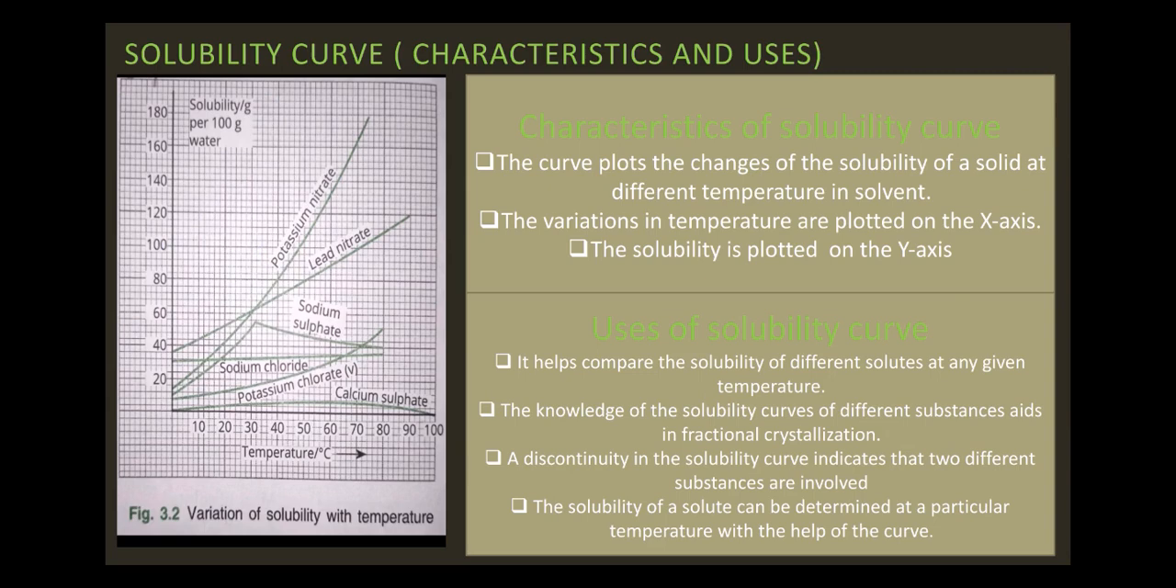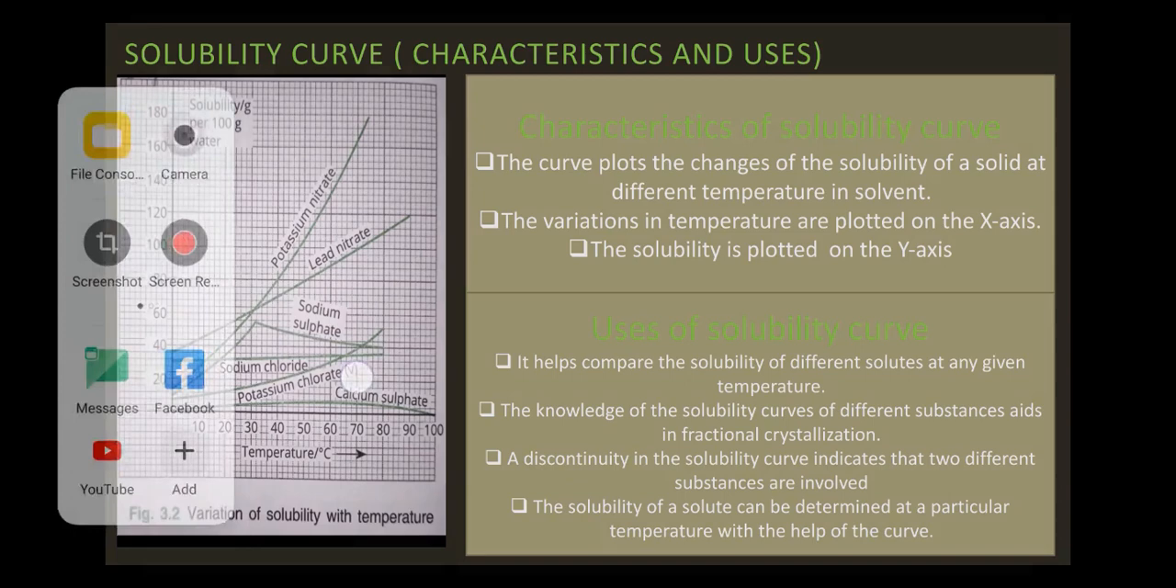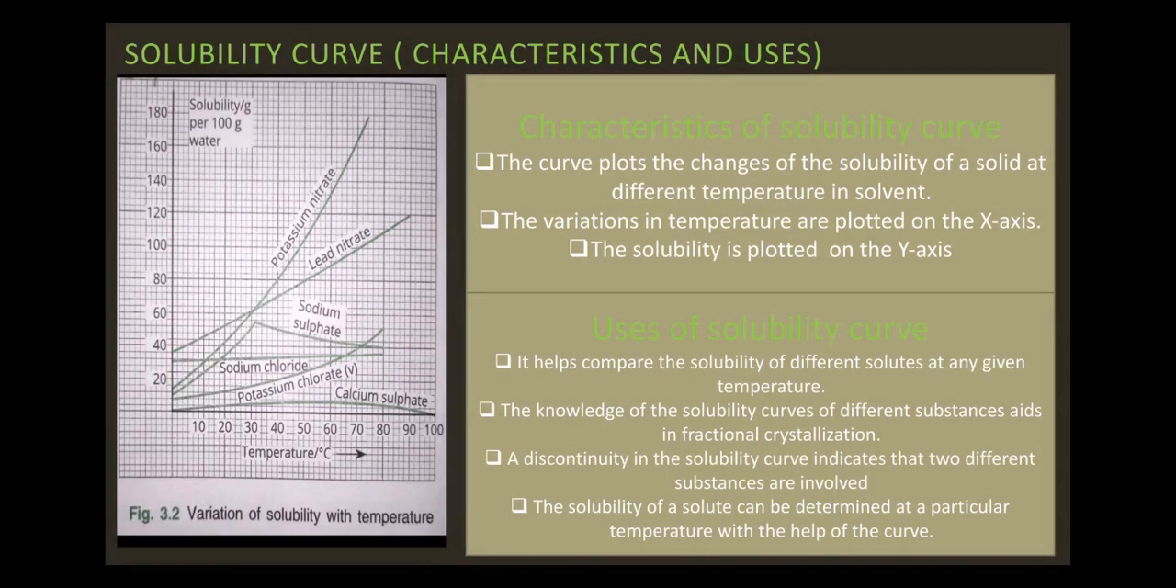Now, sodium chloride shows a minimal increase in solubility with increase in temperature. Here you can see, this is the sodium chloride curve and this is showing less solubility. Okay, so here we can see that the solubility of sodium chloride is showing very minimal change with the increase in temperature. It means its solubility will not be affected by the increase in temperature.